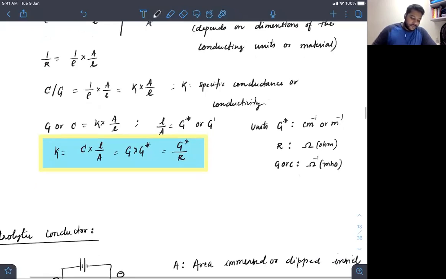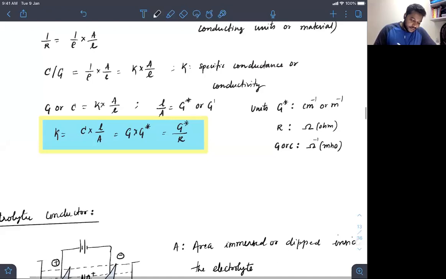Right. So ohm inverse or mho. Now, once you get this, here we can replace as G or C. Got it? And what will be the units of kappa then? Kappa would be equal to G into G star. G is ohm inverse and G star is meter inverse. So therefore we'll have ohm inverse and meter inverse.